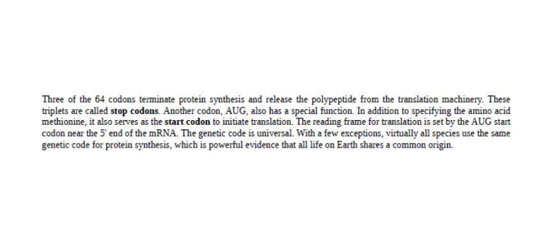Another codon, AUG, also has a special function. In addition to specifying the amino acid methionine, it also serves as the start codon to initiate translation. The reading frame for translation is set by the AUG start codon near the 5' end of the messenger RNA.